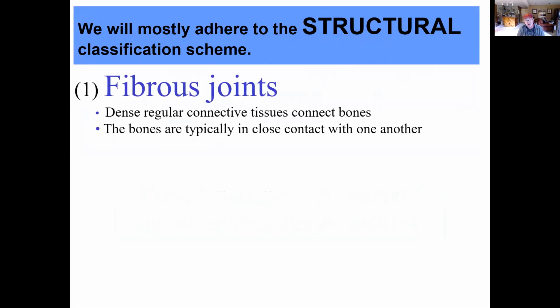So let's, again, talk a little bit about the different types of joints based on what tissue holds these bones together. There are three structural classification schemes. This is the first, of course, called the fibrous joint. And note that the type of connective tissue that binds or connects bones within fibrous joints is dense regular connective tissue.